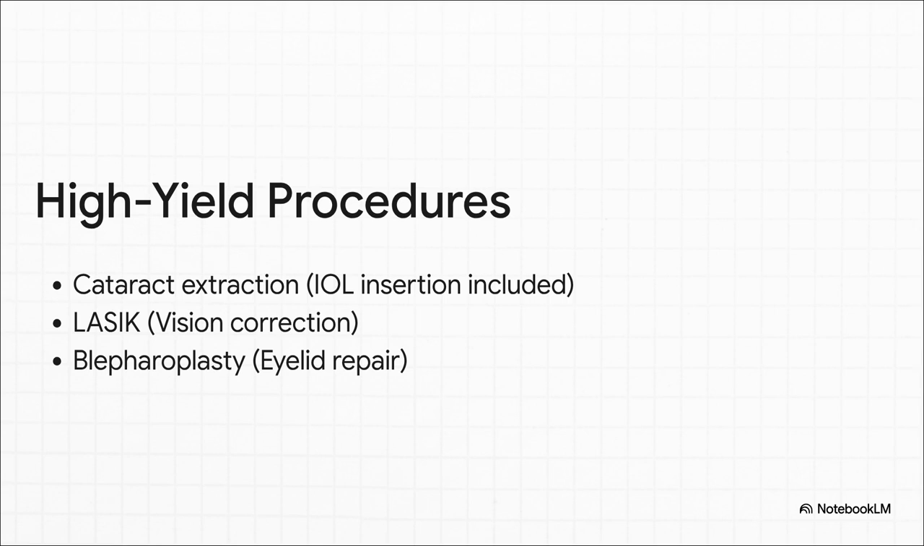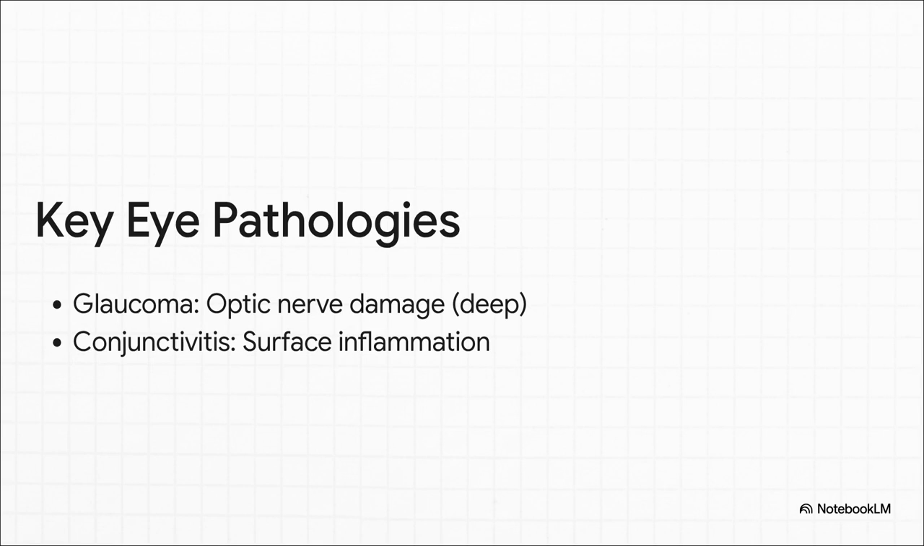You'll also see LASIK and blepharopathy on the exam, which is just eyelid repair. And keep your diagnostic code differences straight here. Glaucoma targets the optic nerve deep in the eye, while conjunctivitis is strictly a surface issue. They require completely different diagnostic code sets because they hit entirely different anatomical depths.